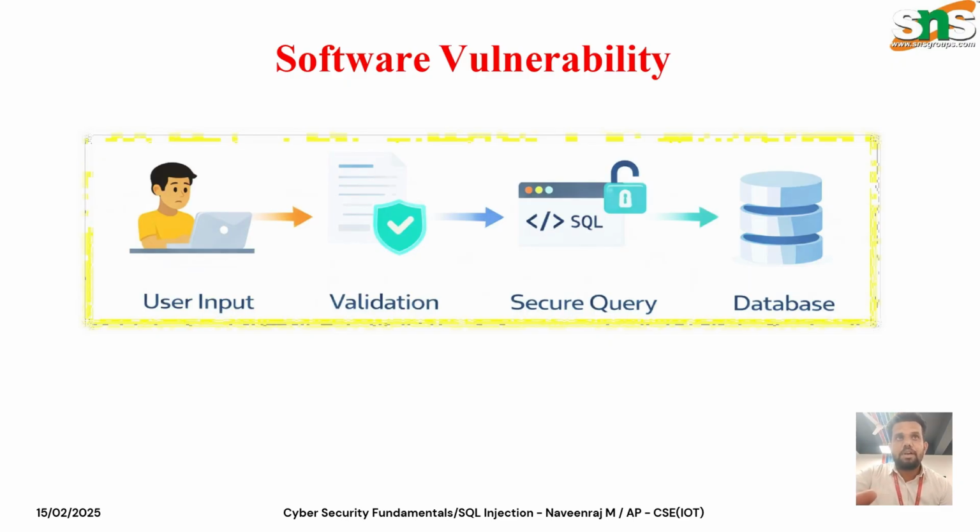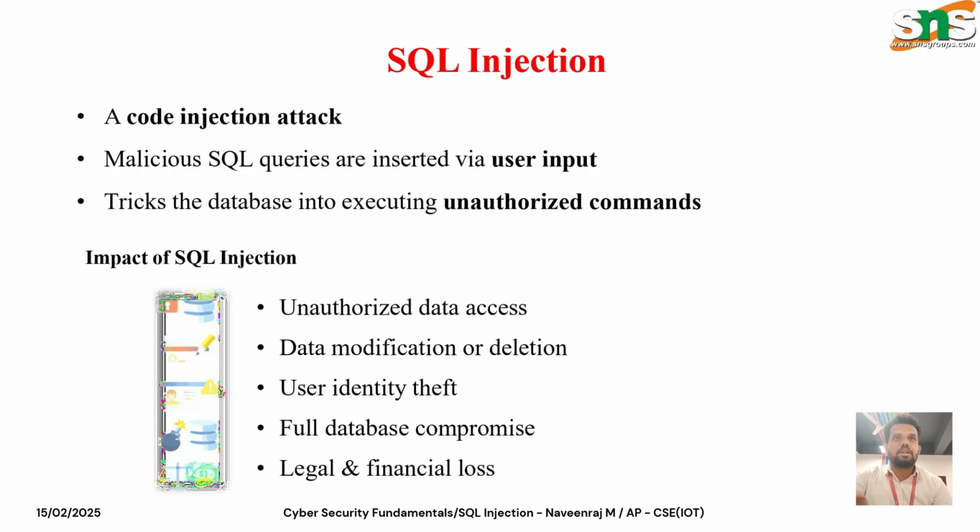Then, software vulnerability: a vulnerability is a weakness in the application that attackers can exploit. In SQL injection, the weakness exists in how SQL queries are constructed. An example of vulnerable code logic: the application builds a query like SELECT * FROM users WHERE username = input AND password = input. If user input is not filtered, attackers can manipulate it.